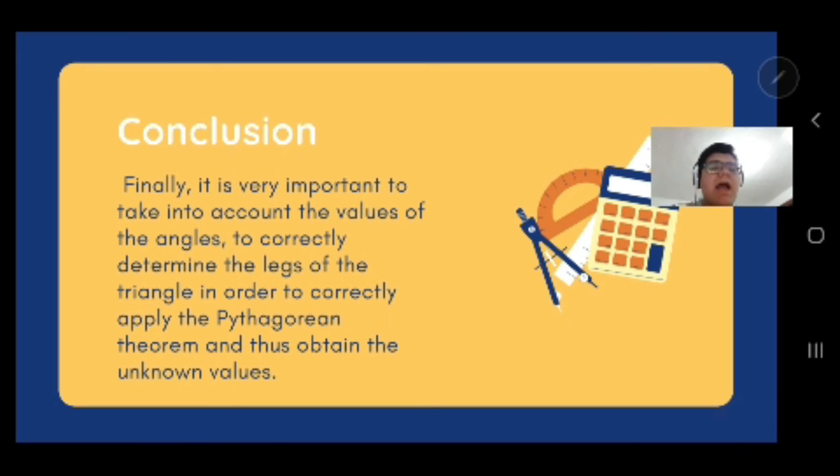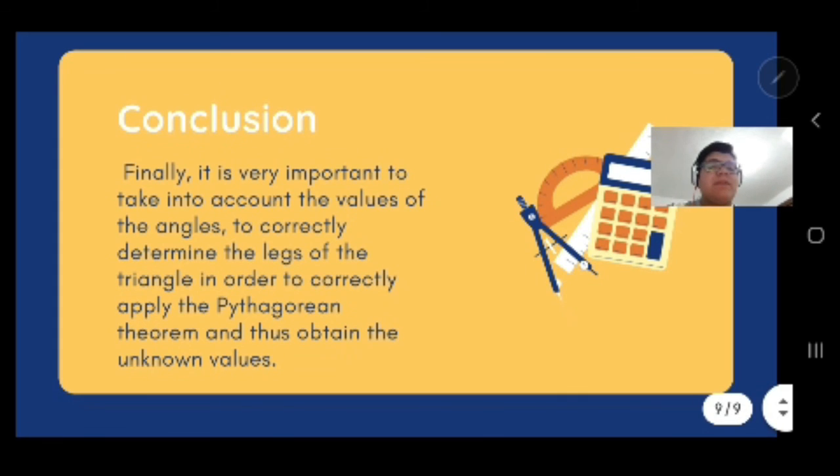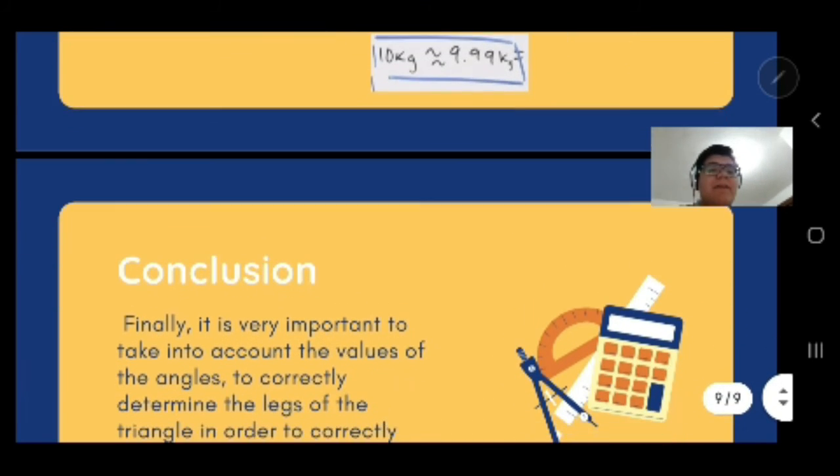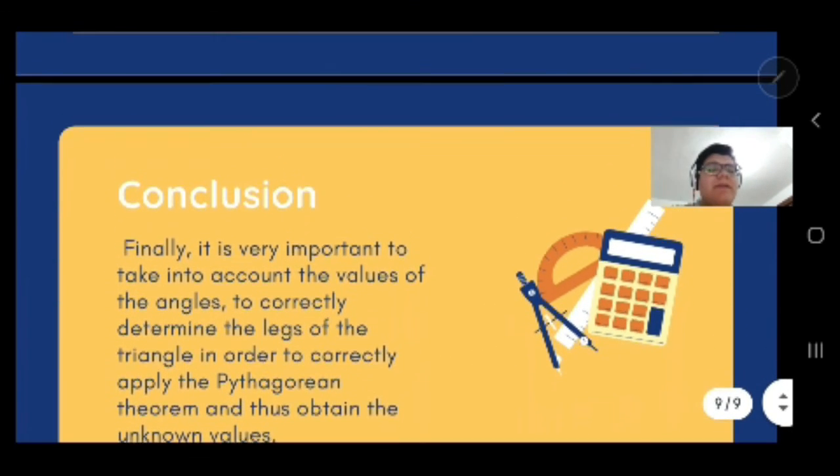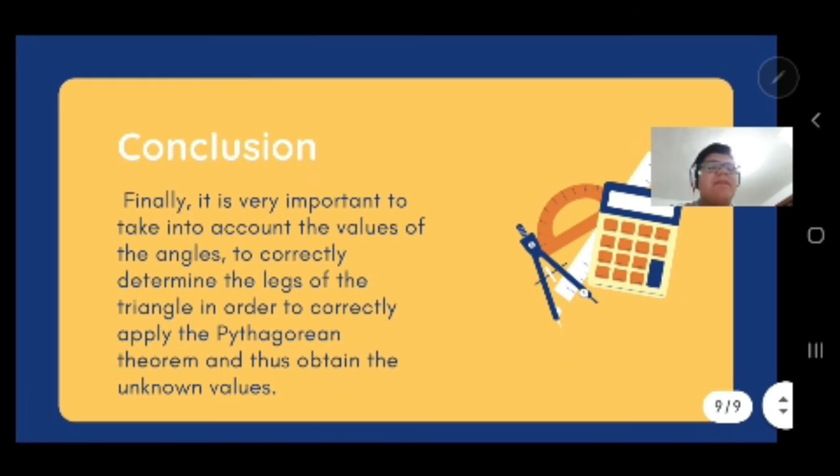So with this information we determine the components of the resultant force by applying Pythagorean theorems and sine, cosine, and tangent.